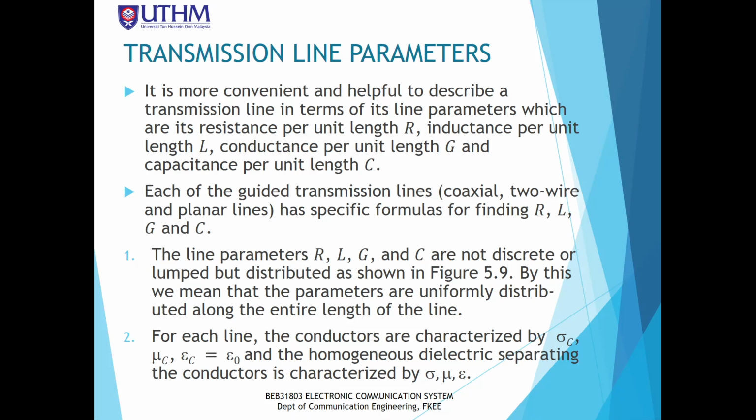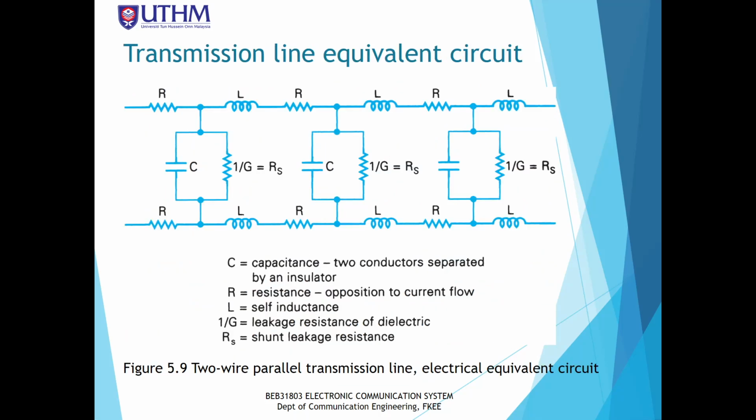Okay, that means we can draw the transmission line, not only as a single wire like that. We can represent the transmission line as lump elements that consist of L, R, C, and G parameters. Kita boleh melukis circuit transmission line dalam bentuk parameter R, L, G, and C, which is what we call the lump elements parameter. Now, this is actually a two-wire cable, a two-wire parallel transmission line, which we represent in terms of R, L, G, and C parameters.